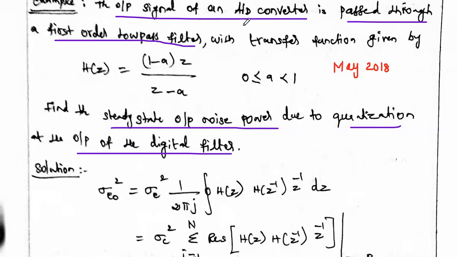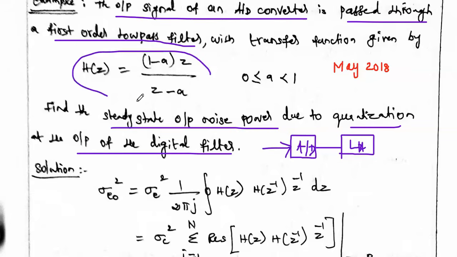First, the output of the A to D converter. Assume this is the A to D converter, to which we give some analog input signal. That analog input signal is converted to a digital output by the A to D converter. The output of this A to D converter is given as input to a low pass filter. This is our low pass filter, a digital low pass filter, and its transfer function is given as H of z is equal to (1 minus a z) by (z minus a).